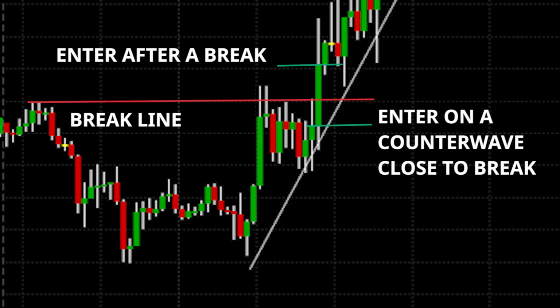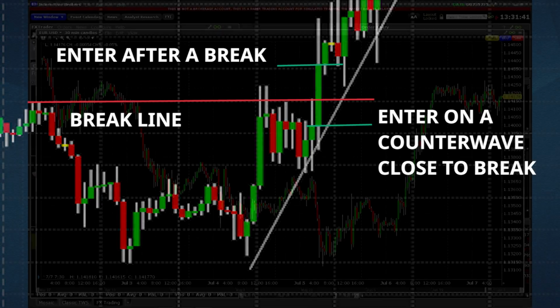Some traders like to enter after a price breaks the previous high or resistance in an uptrend, or the previous low in a downtrend. This depends on your preference. I prefer to enter a bit earlier, trying to catch a few extra pips.